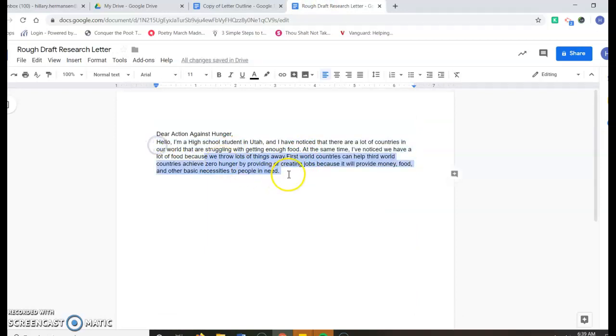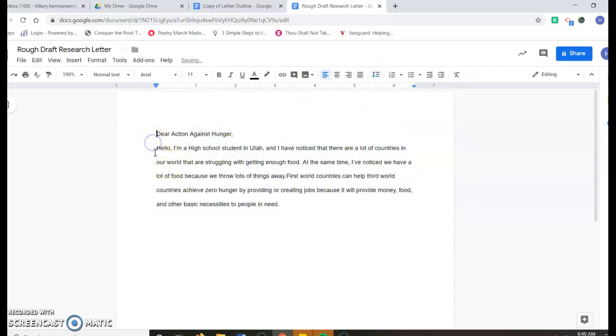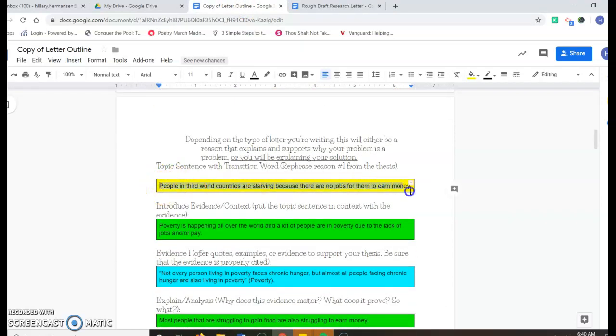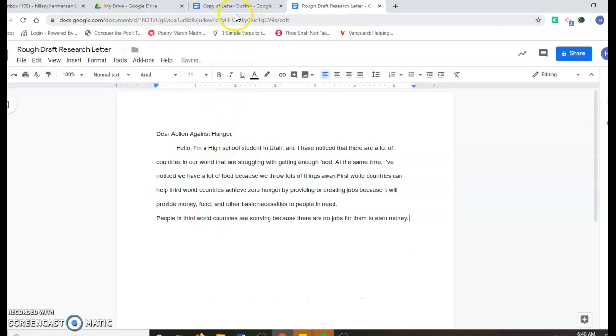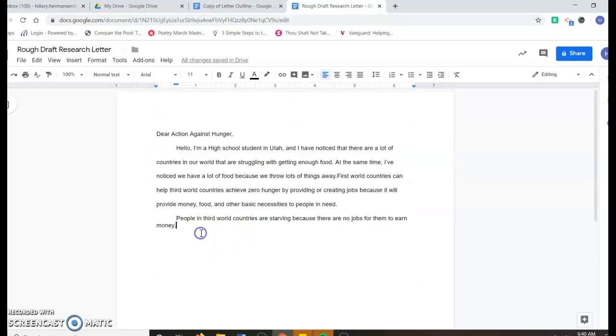So now I just need to format it. So I'm going to highlight all of it, come over here to this icon, click double, indent right there, then return. Okay, now my next paragraph. Go copy. Paste. Make sure it's indented. Copy. Paste.